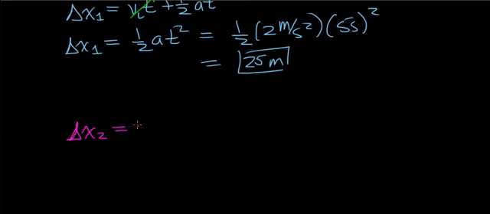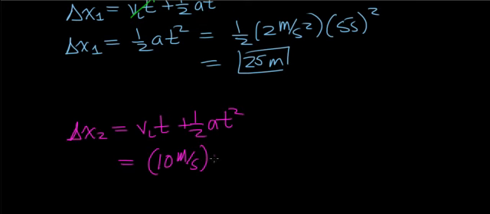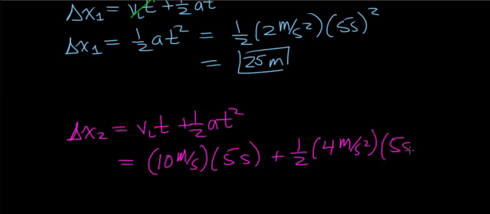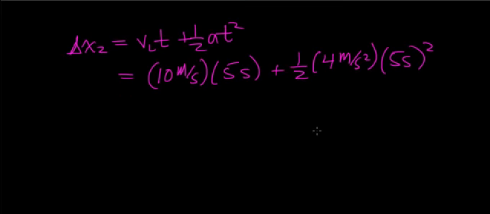Delta x2 in this case equals v initial times time plus 1/2 acceleration times time squared. Now our initial velocity in this case is not 0. We calculated our initial velocity to be 10 meters per second after that first 5-second interval of time. So we write this as 10 meters per second times a change in time of 5 seconds, plus 1/2 of 4 meters per second squared times a change in time of 5 seconds squared. Now when you do this out, notice that the units of seconds cancel out, so you get units of distance, and in this case it'll be 10 times 5, or 50 meters.